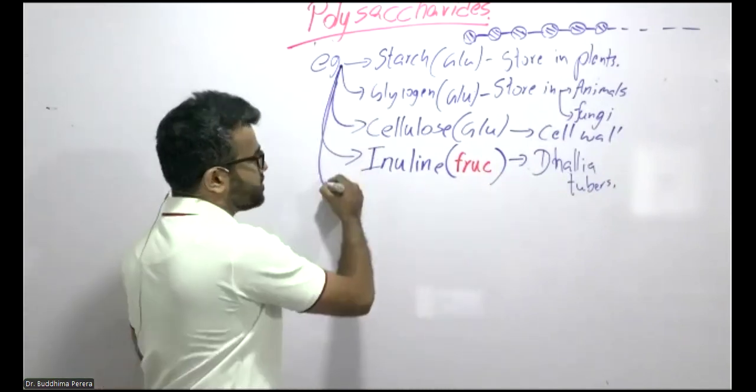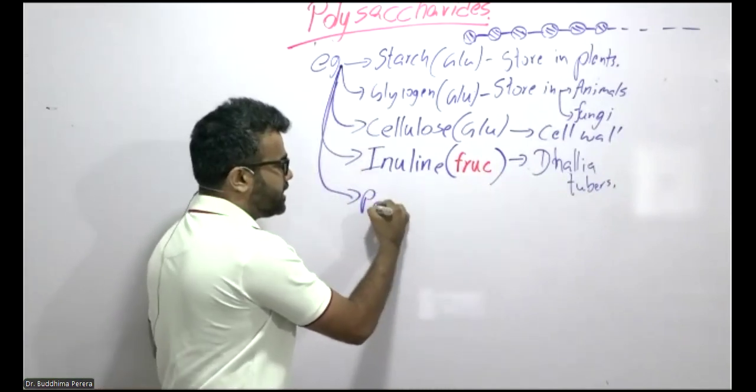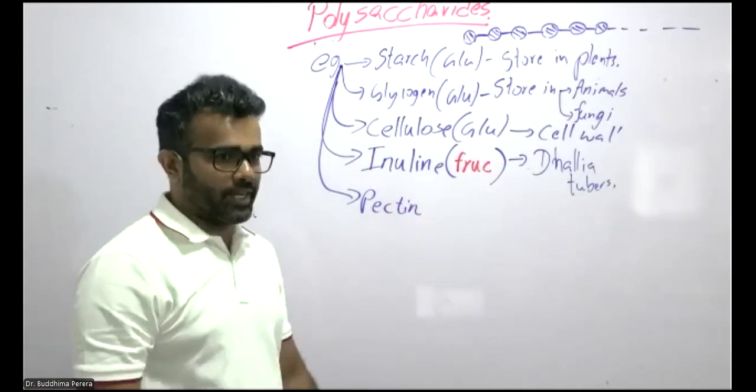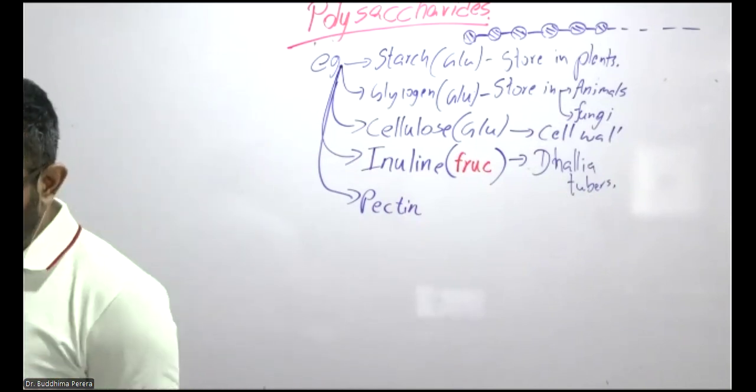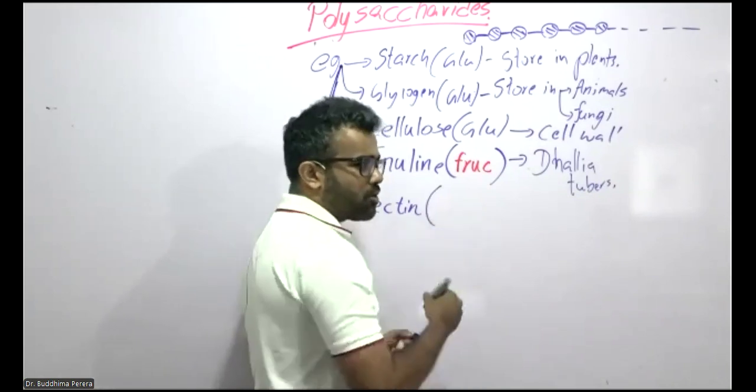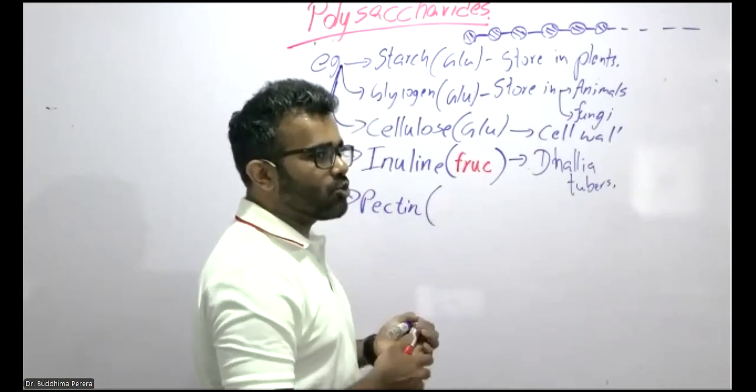Then pectin. Where is the pectin? We discussed. Pectin in middle lamella, right? Pectin is made up of galacturonic acid. What is the monomer? Galacturonic acid.